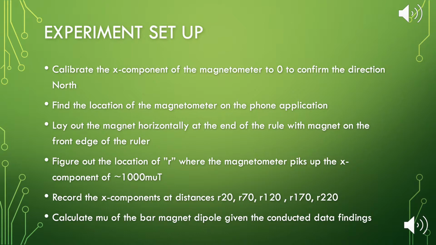Then, we needed to figure out the location of R where the magnetometer picks up the x component of 1000 μT. Then we needed to record the components at distances R20, R70, R120, R170, and R220. Then we needed to calculate mu of the bar magnet dipole given the conducted data findings.